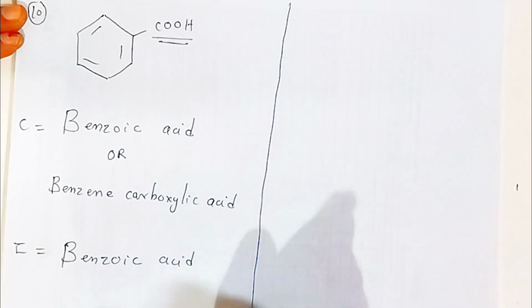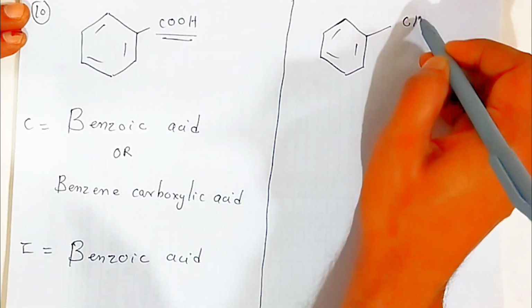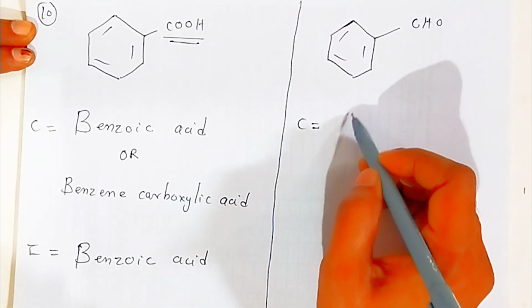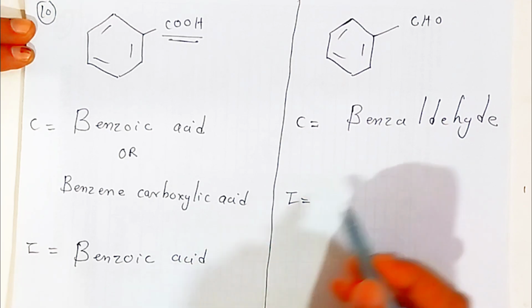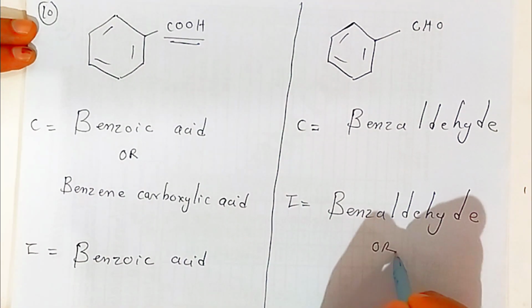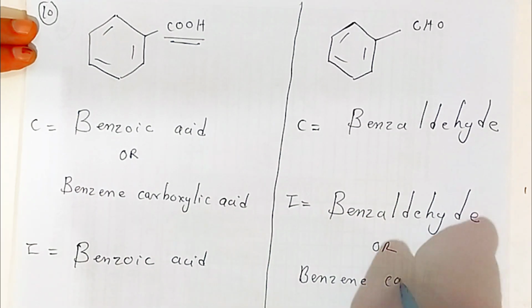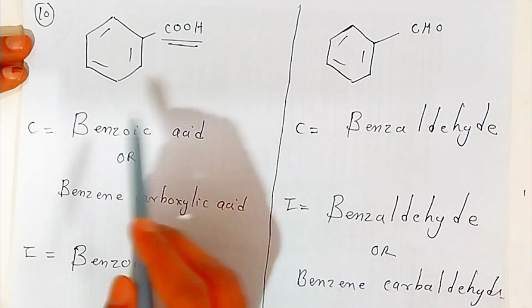Now in the same way, students, benzene is attached to the aldehyde group. What will be the common name? The common name is benzaldehyde. Now what will be the IUPAC name, students? The IUPAC name is also benzaldehyde, or you can say benzenecarbaldehyde. So this way, students, you can name the simplest molecules containing benzene.